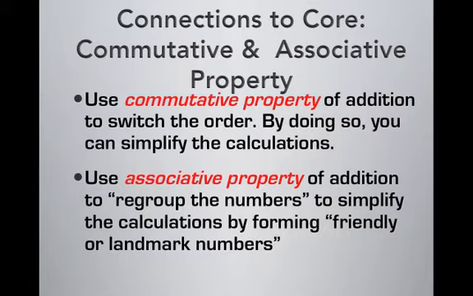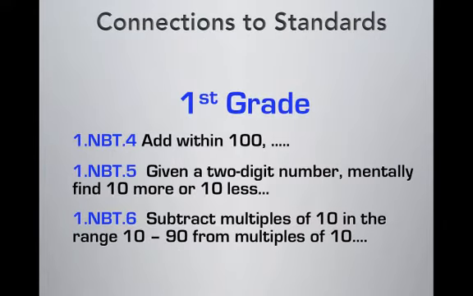So you'll notice that the open number line can tie right in with that commutative property as well as that associative property. Okay? So connections to standards in first grade, NBT 4, when they're adding within 100, they can use this open number line strategy. And also you're really going to see how NBT 5 and 6, adding and subtracting multiples of 10, really the open number line can be a good way to show that and to get them using the open number line.